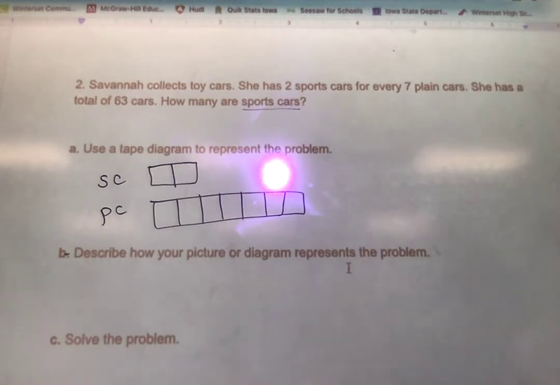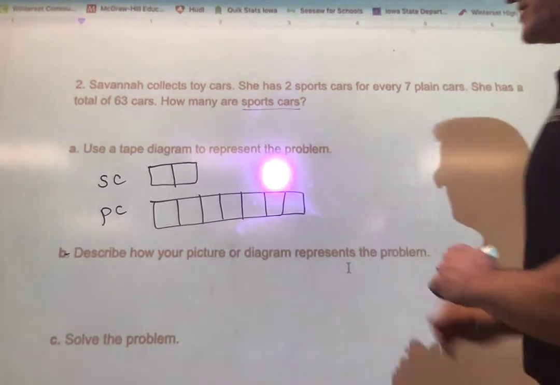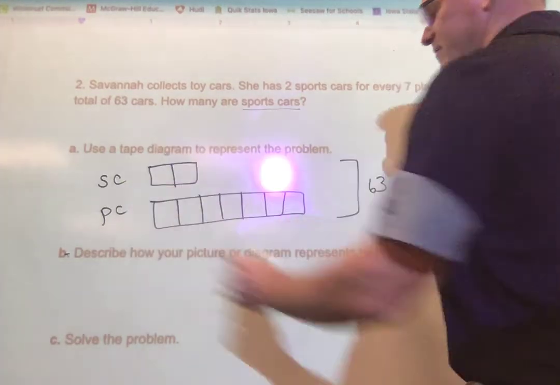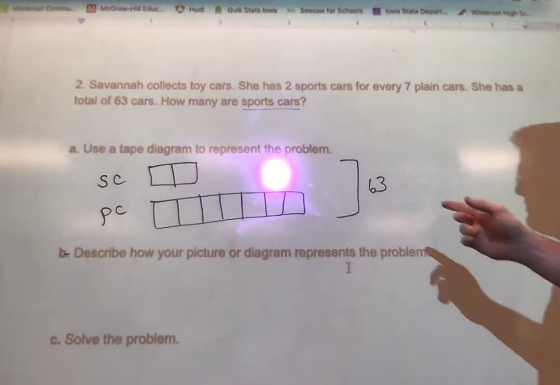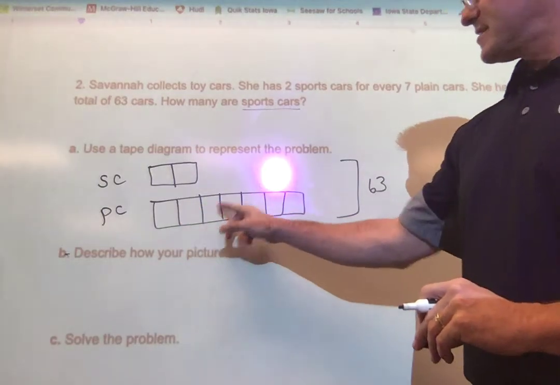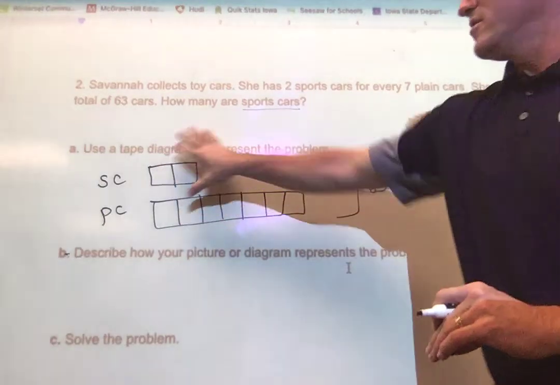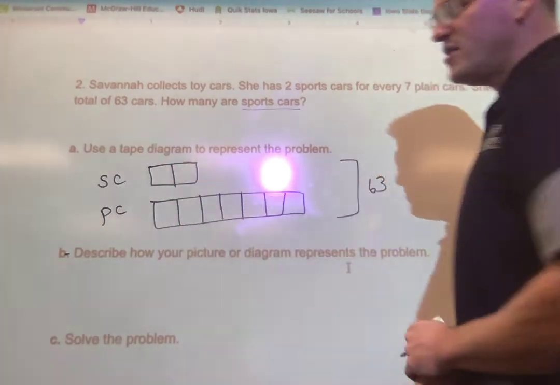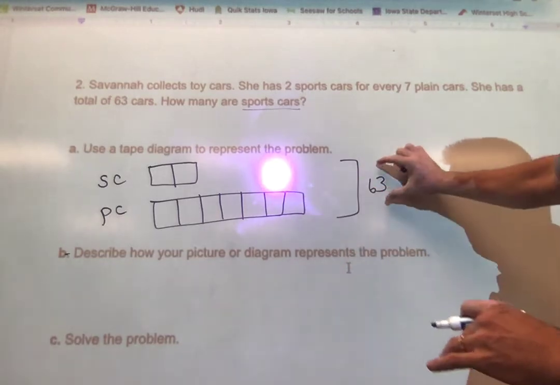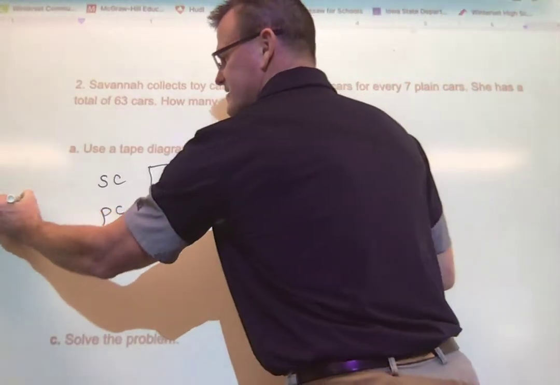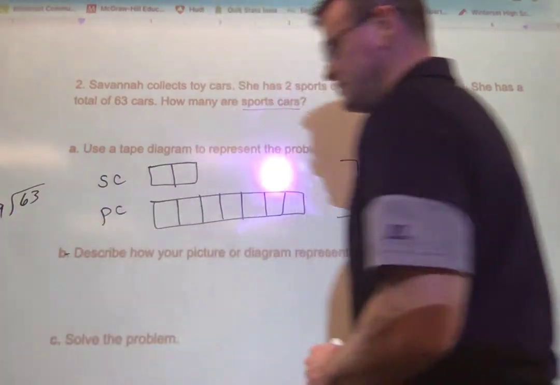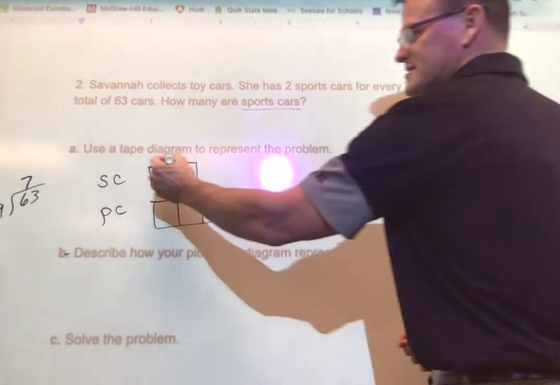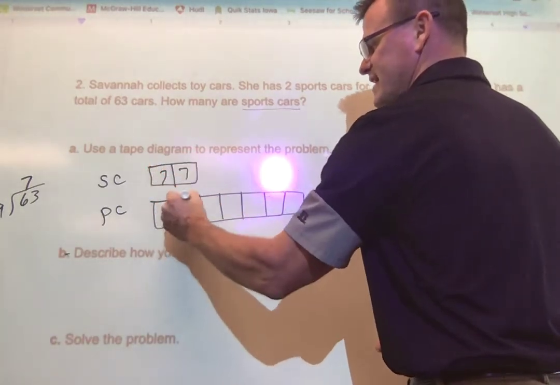Now, to use this to answer the question, we know that there's 63 total cars. So I'm going to write that out here. I know the total of all of them, there's 63. And I remember in a tape diagram, every box has the same number in it. Okay, and all the boxes will always be the same. So if I know there's 7 here and 2 here, I know there's 9 boxes total that have to share these 63 cars. So if I take 63 divided by 9, I'm going to get 7. Okay, so I know every one of these boxes I can put a 7 in, and every one of these pieces of tape.